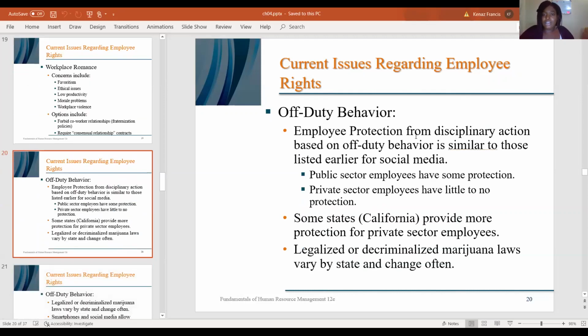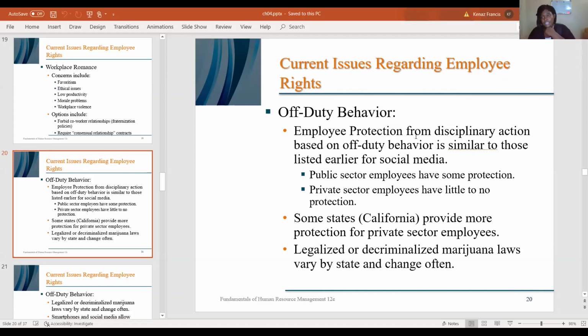Off-duty behavior. Employee protection from disciplinary actions based on off-duty behavior similar to those listed earlier for social media. Public sector employees have some protection. Private sector employees have little protection. Some states like California provide more protection for private sector employees, and legalized or decriminalized marijuana laws vary by state.